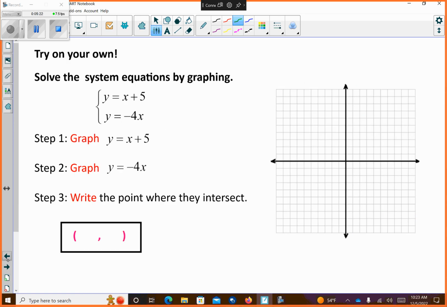All right, so this is my next one. What does it appear my y-intercept would be on this particular one? 5. Yeah, so I'm going to go up 1, 2, 3, 4, 5, put a dot. What's my slope? 1 over 1, so up 1, right 1.